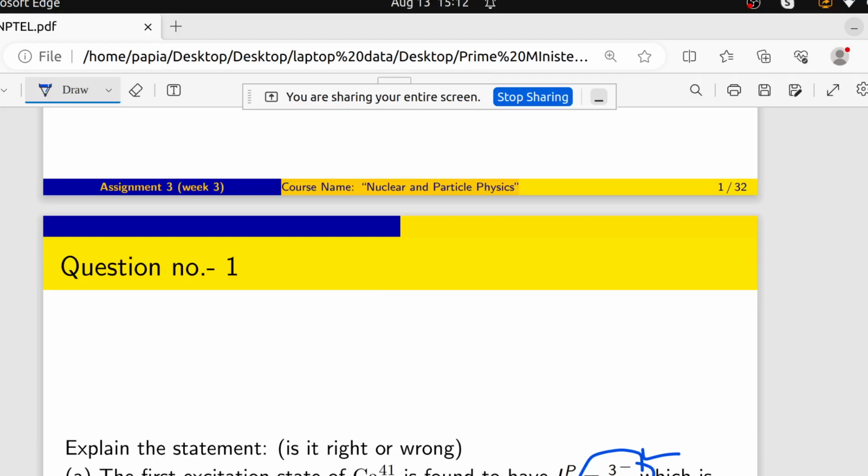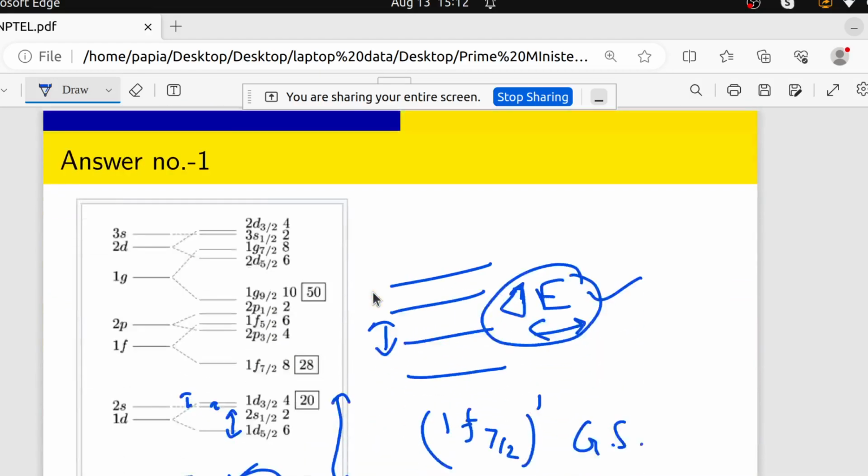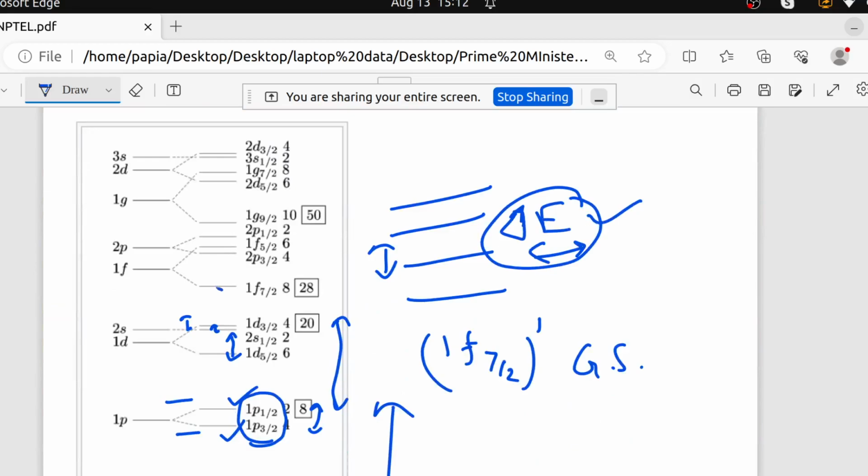If I go for the first excited state, then obviously we have to go from here to here. Here to here means you can see that this is 2p 3/2. That means that only one neutron, or nucleon, whatever it is, will go from here to here. That means the last energy level for the first excited state will be 2p 3/2 with 1 neutron. This is the first excited state.